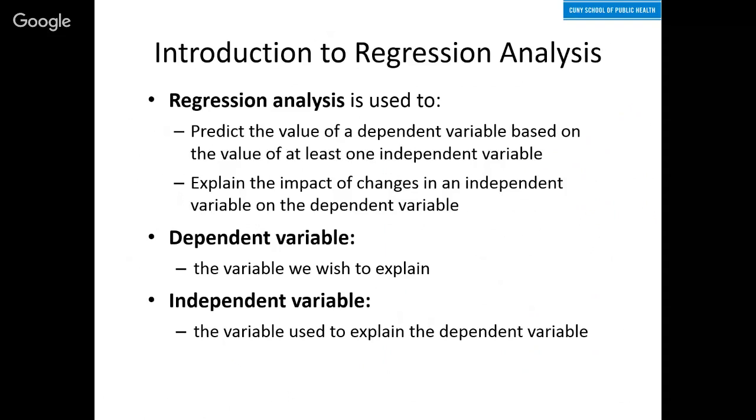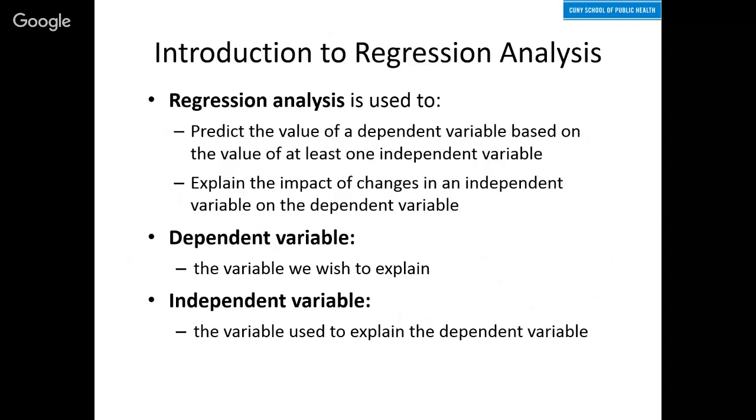The couple main reasons to do regression analysis. One is for predictions, to make predictions of your response variable or your dependent variable based on the value of your predictor variables. So that falls under the general area of what we call prediction. And the second one, to explain the impact of changes in an independent variable on the dependent variable, this falls under the category of what we call inference.